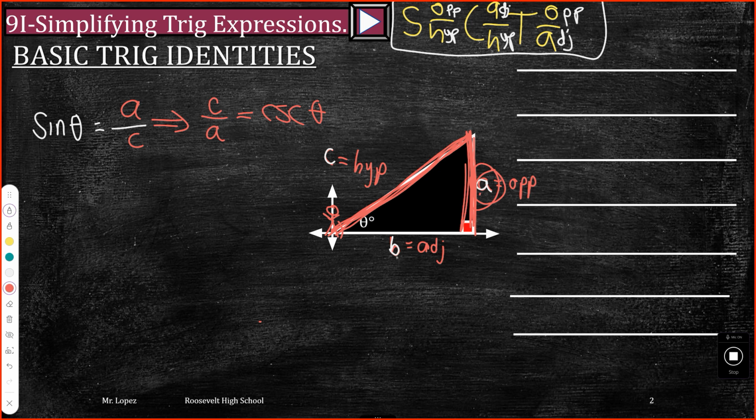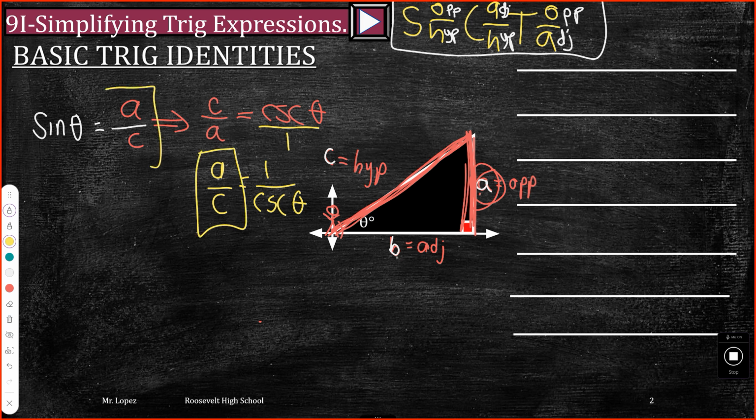Okay, what else am I going to do? What I'm going to do is flip it. So this is going to be A over C. If I flip this, it's going to be 1 over cosecant theta. There's a lot of flipping going on here. You're like, what is this? But what did I say A over C was already? Sine theta. So sine theta is A over C, and A over C is 1 over cosecant theta. So sine theta is equal to 1 over cosecant theta.